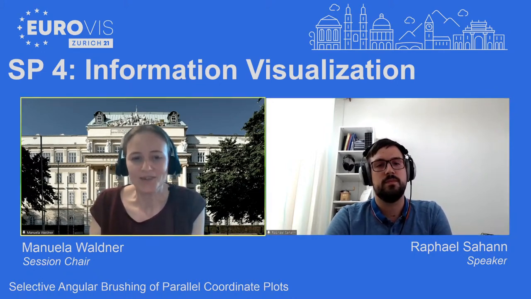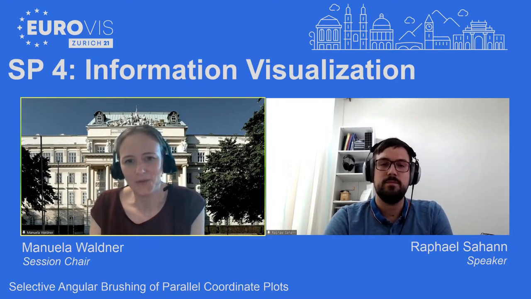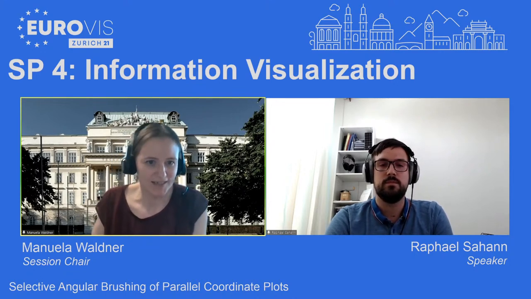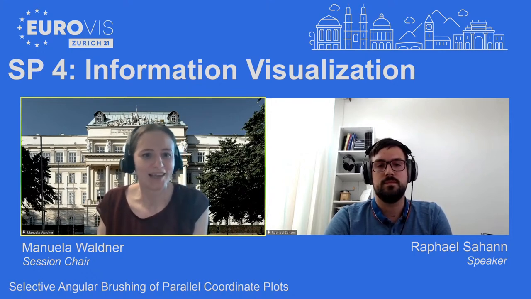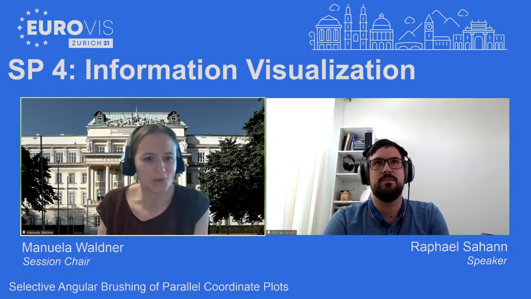What I found very interesting about your evaluation was that apparently the users learned quite quickly how to operate the technique. And I was wondering, have you considered doing an elicitation study maybe? So instead of giving the users the technique and explaining to them how to use it, to ask them to select an angular range or a specific range and observe how they would do it?